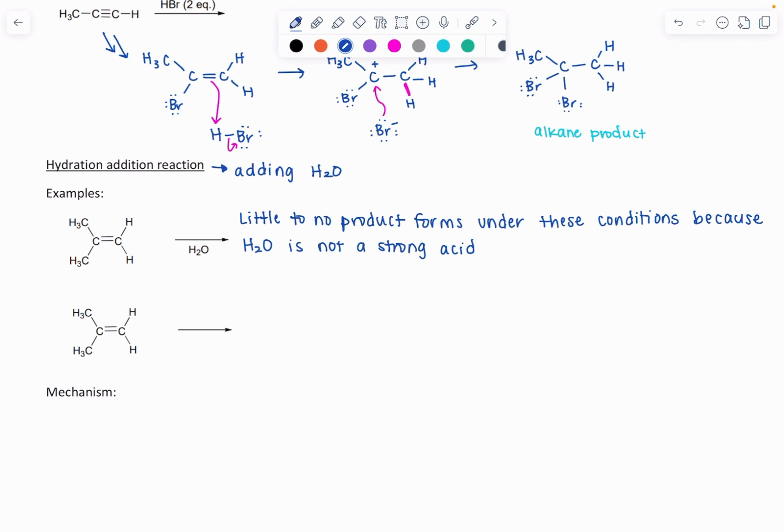So instead, what's added, in addition to water, is something that can make water a stronger acid, for example, sulfuric acid. Often this will be above or below the arrow, and it'll have cat in parentheses, which is short for catalyst. Sulfuric acid is a good catalyst. This is a strong acid. Its pKa is about -9. And under these conditions, the hydration reaction will occur.